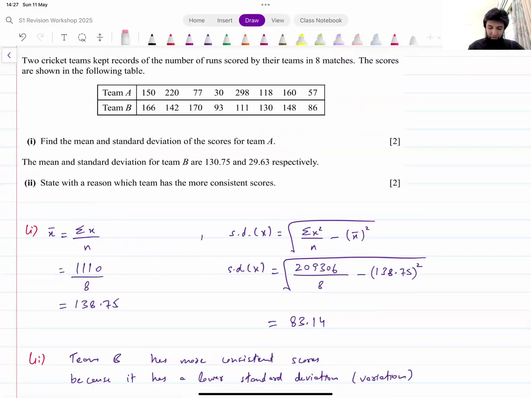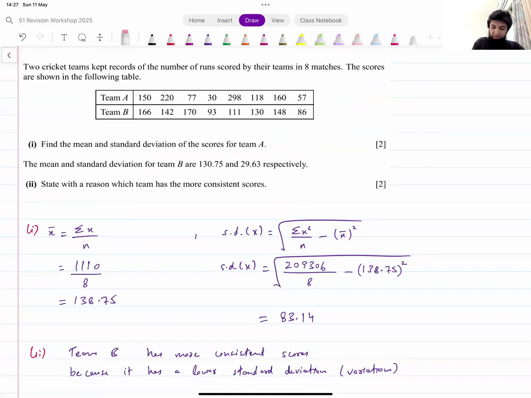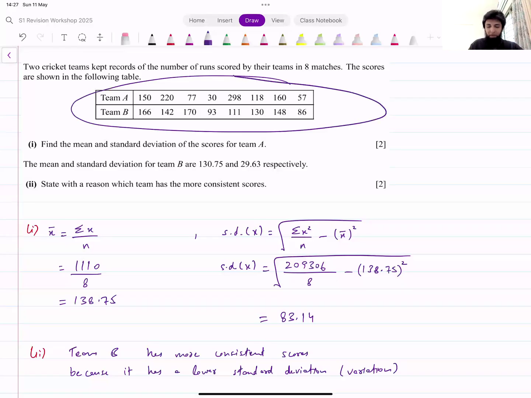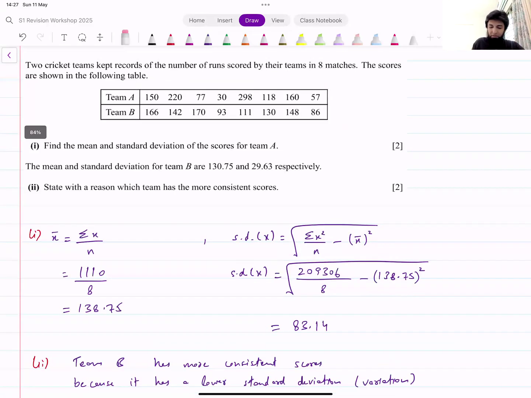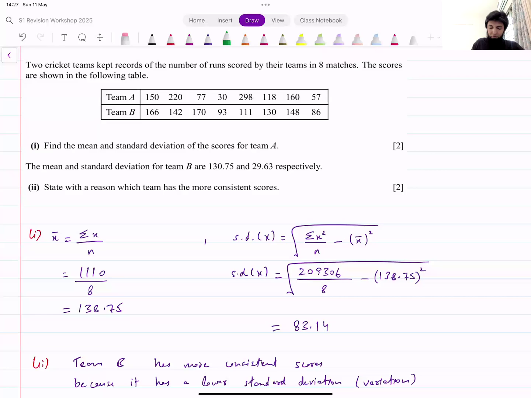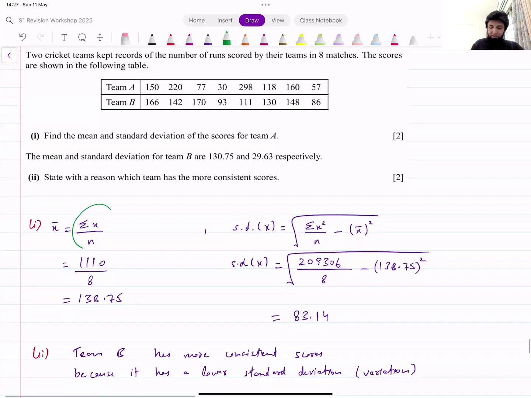Yeah, so let's have a look at this. You've got some data points here. This is ungrouped data. Don't think that it's a table, so it's not grouped data. There's no frequency here. These are ungrouped values. This is raw data. So use the first formula, sigma x over n and sigma x squared over n minus x bar whole squared, to find the mean and standard deviation. And you can do that.